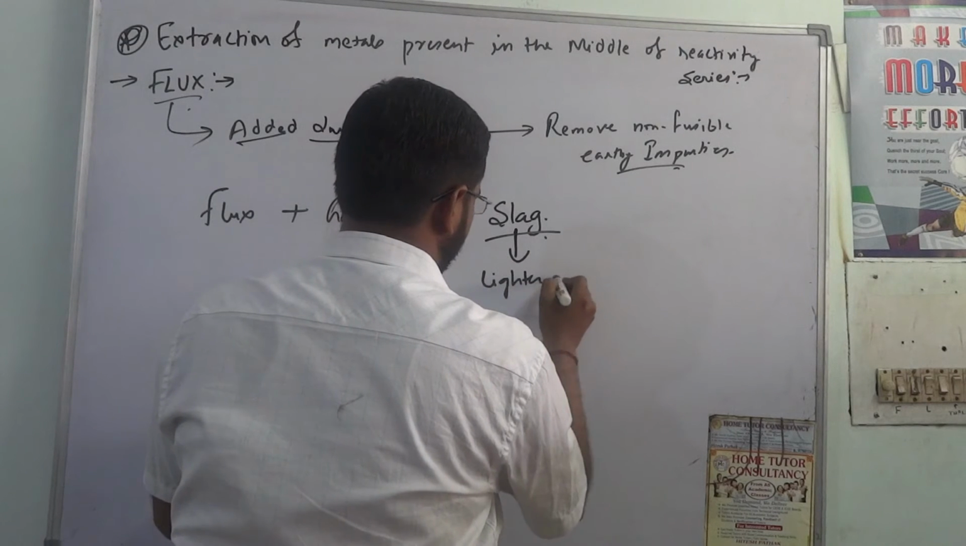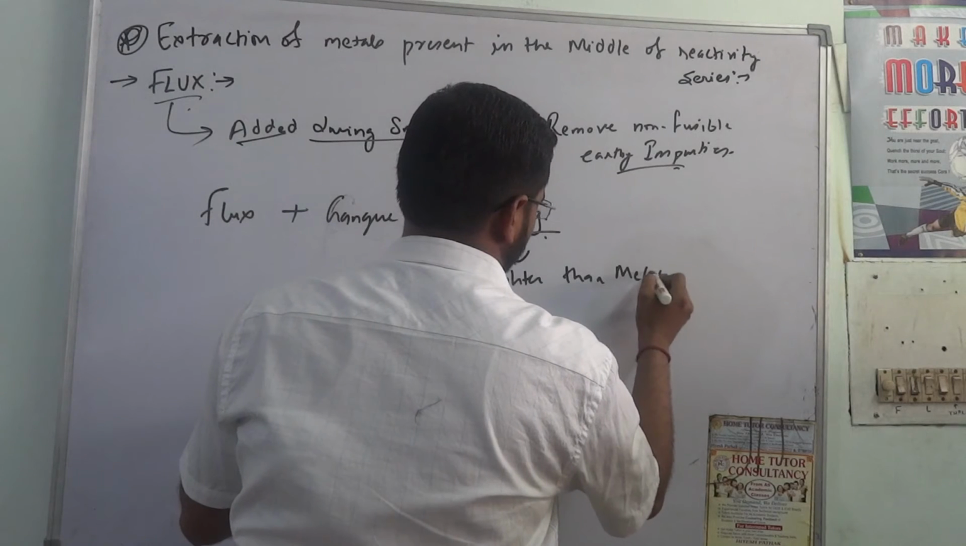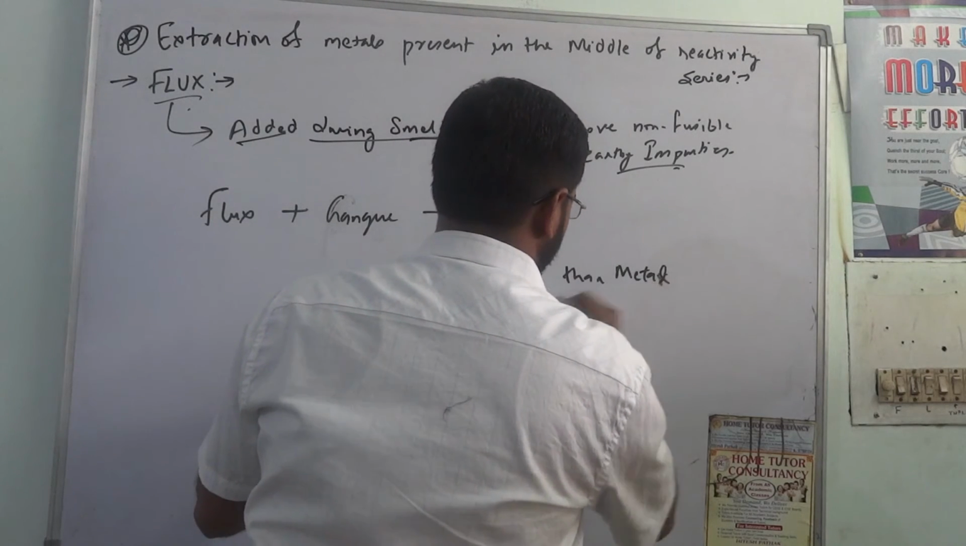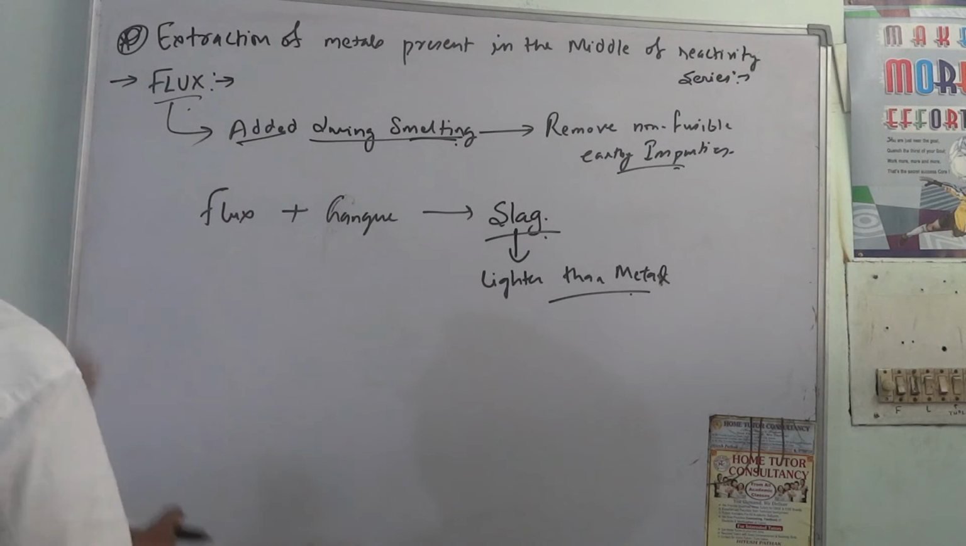The slag is lighter than the metal, floats over the metal oxide, and can be removed physically from time to time.